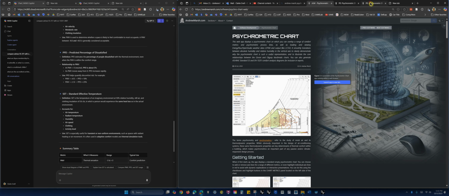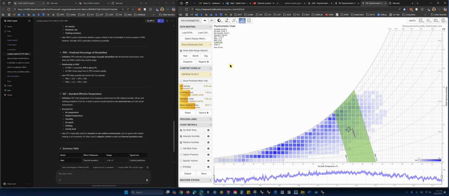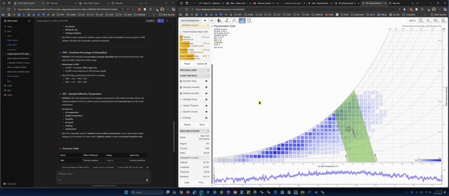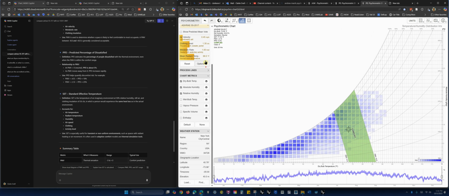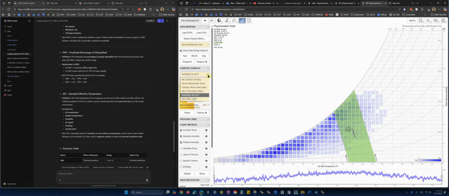I think I have another chart open somewhere. Let's do two. Is that the Dubai one? This is New York. So New York, Dubai. Let me get with the New York one. Let me turn on the same, this outdoor work.